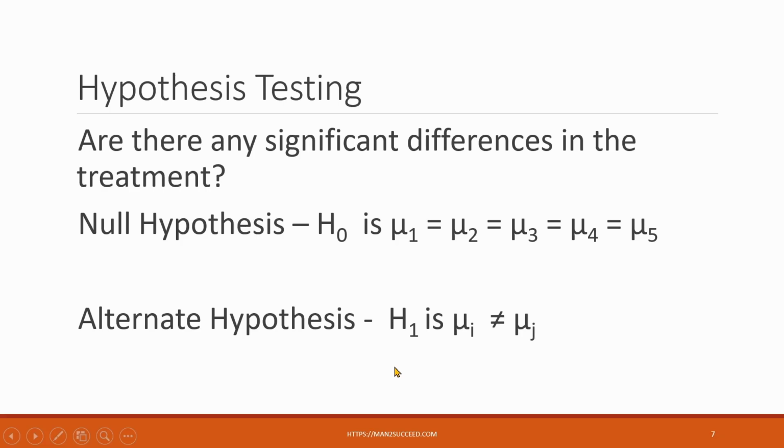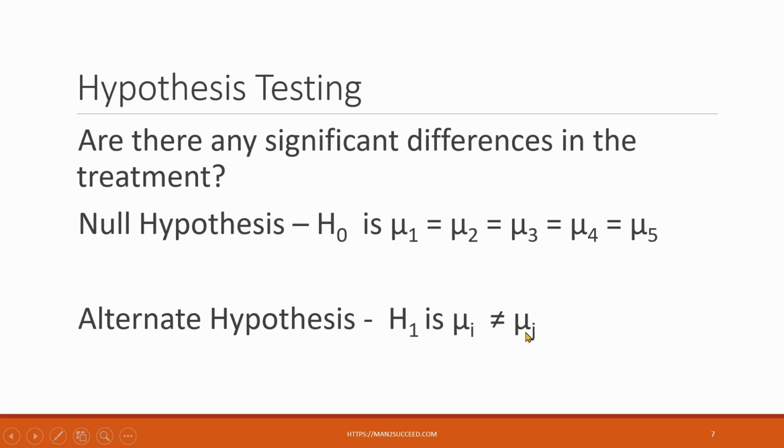Then what hypothesis will we have? Are there any significant differences among the treatments? That is what we are going to see. The null hypothesis will be that the first mean, second mean, third mean, fourth mean and fifth mean are all equal. That is the null hypothesis: all the means are equal. The alternate hypothesis is that they are different.